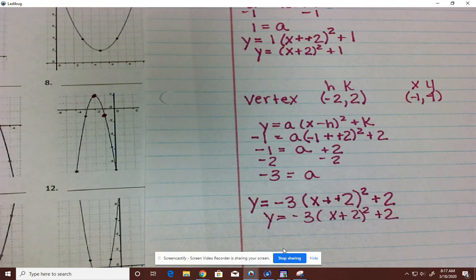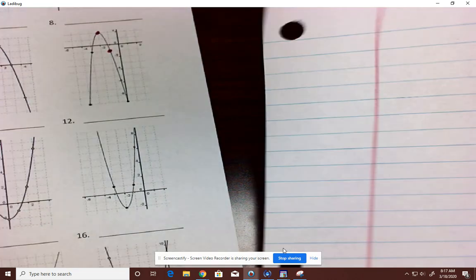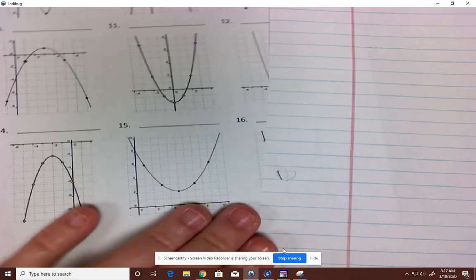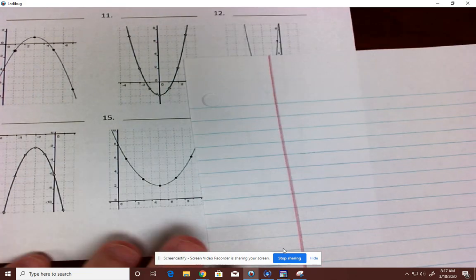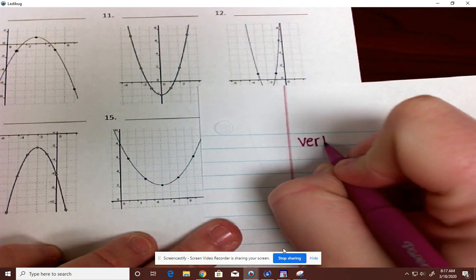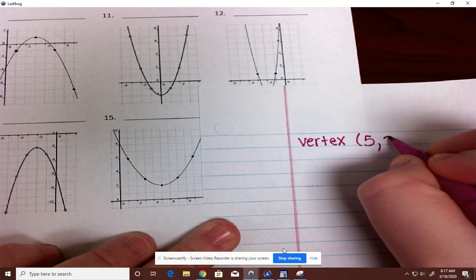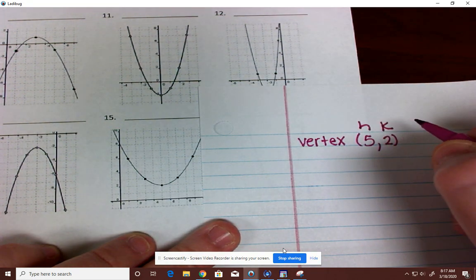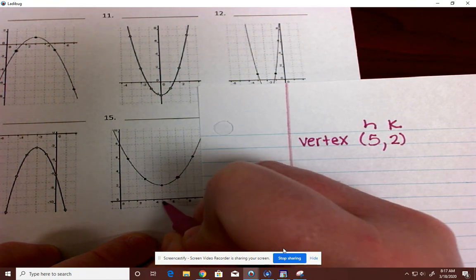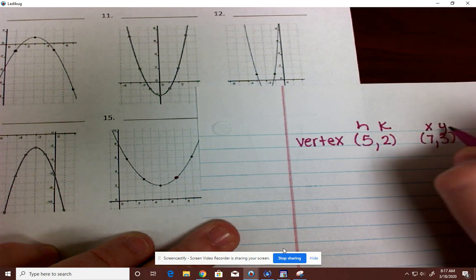Okay, quickly we'll do one more example. Okay, we'll look at this one. Actually, I'm going to look at this one. All right, so my vertex here is at 5, 2. So that's H and K. Another point, I'll use this one, is at 7, 3. So that's X and Y.